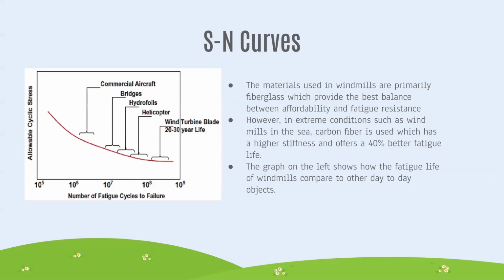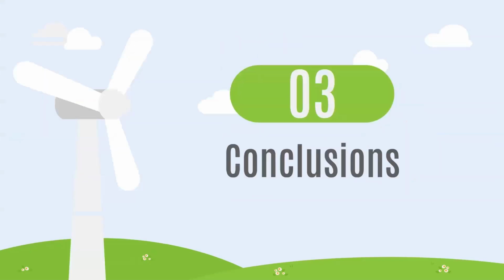The materials used in windmills are primarily fiberglass, which provides the best balance between affordability and fatigue resistance. However, in extreme conditions such as windmills in the sea, carbon fiber is used, which has a higher stiffness and offers a 40% better fatigue life. The graphs on the left show how fatigue life of windmills compares to other day-to-day objects.